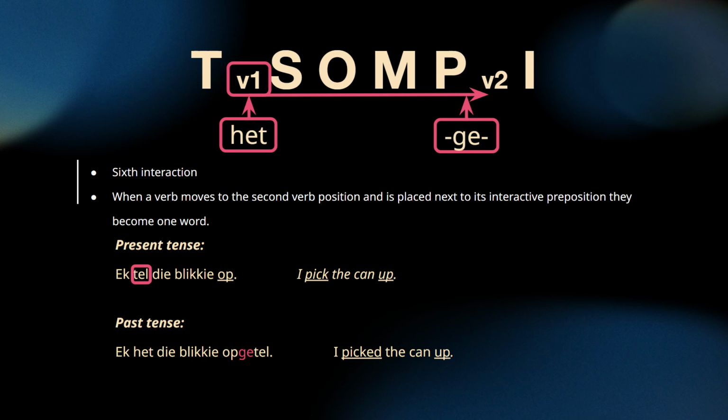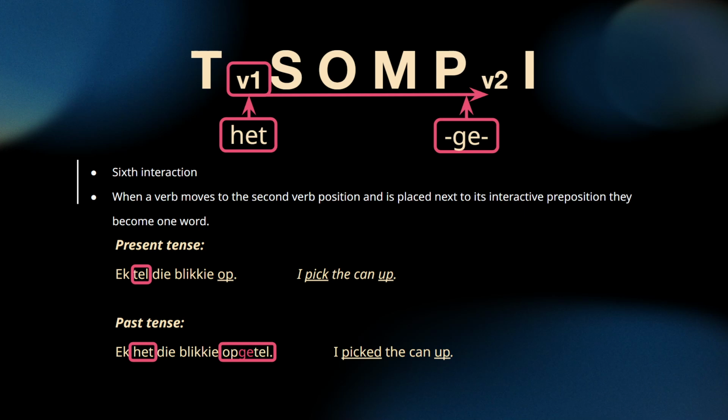So, when my first verb is moved to the second verb position, they're going to become one word, but my verb is also going to get a ge prefix. Ek het, indicating my past tense, die blikkie opgetel. My verb moves to the second verb position, which is after the preposition. They become one word, but my verb now needs to show that it is a past tense verb, opgetel.